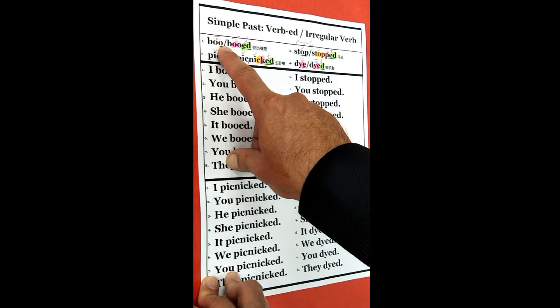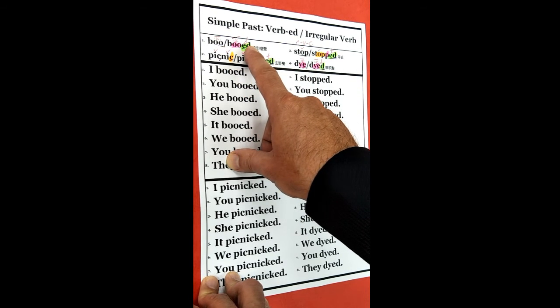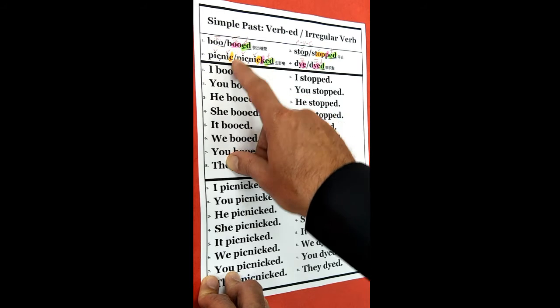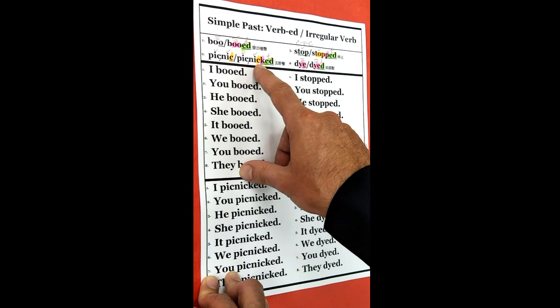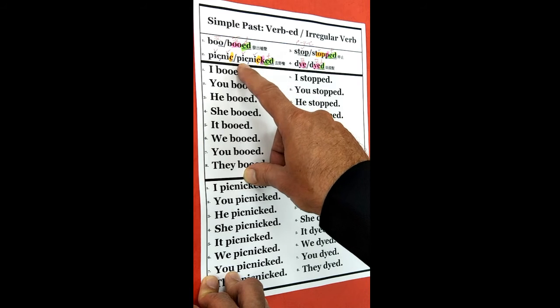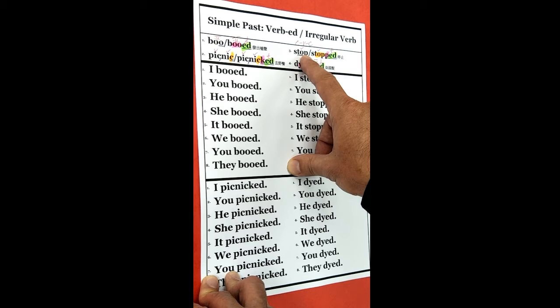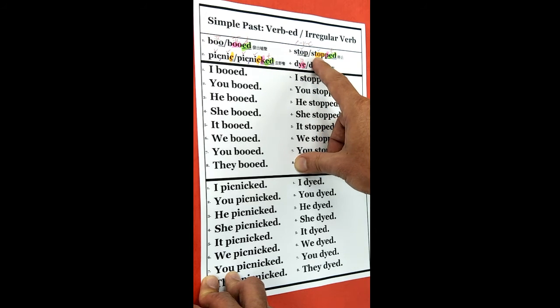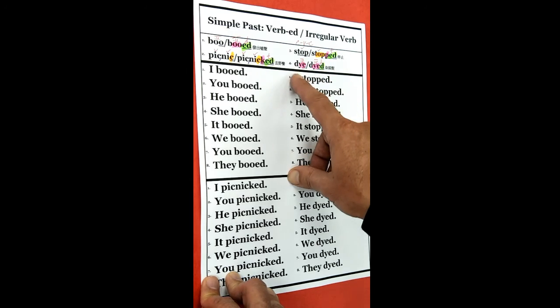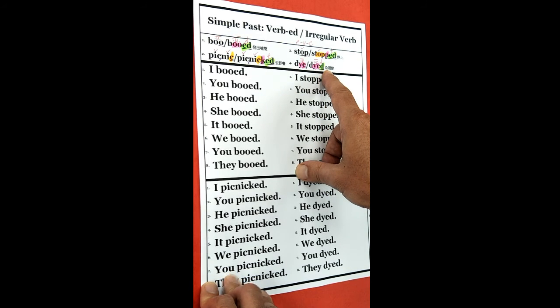All right, one more time. If we have an ending O, doesn't matter. Add ed. Boo, booed. The ending is C. You need to add a K. Picnicked, picnic, picnicked. Stop, one syllable. The ending is consonant, vowel, consonant. Stop, stopped. We need to add a double P here. The ending is Y-E, which sounds like I. Just add a D. Die, died.